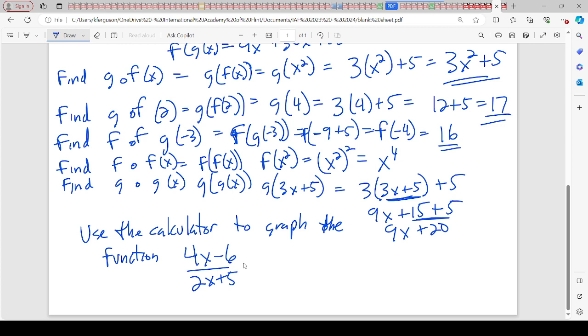So there's a parenthesis button, I'm going to push parenthesis. And so I'm going to say 4x, what is that, minus 6, and then I'm going to push the parenthesis button, say divided by, and then I'm going to push parentheses again and say 2x plus 5, and then parentheses. You press enter, and it graphs your graph for you. That's it. That's all you need to know.